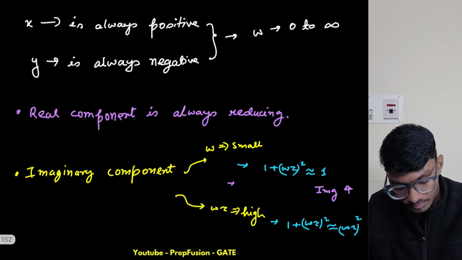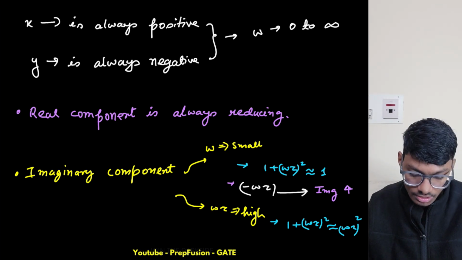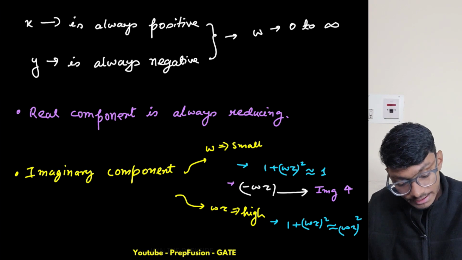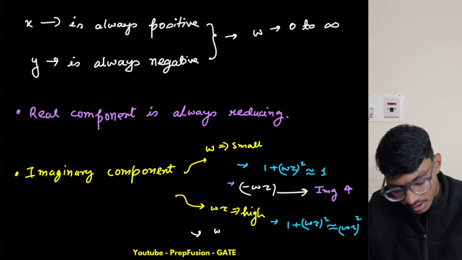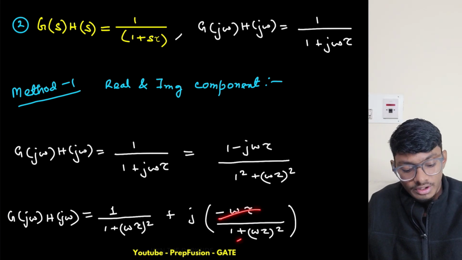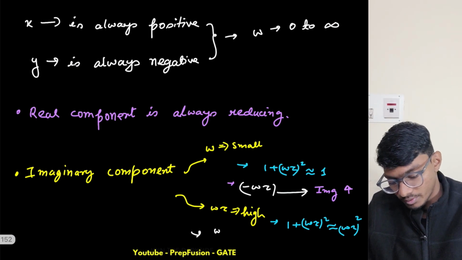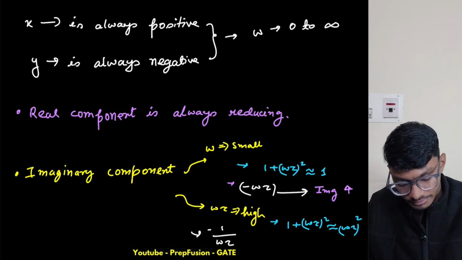In the previous case, my imaginary component will be minus omega tau. So it will increase in the negative direction. Now in the second case, in the numerator I have minus omega tau, and in the denominator I have omega tau square. So one omega tau will get cancelled. I will be left with minus 1 by omega tau.